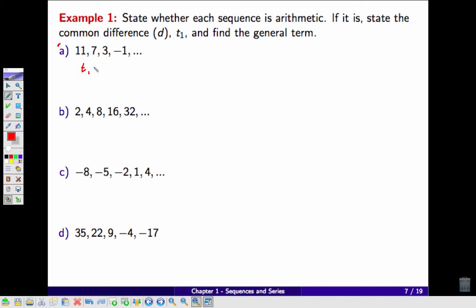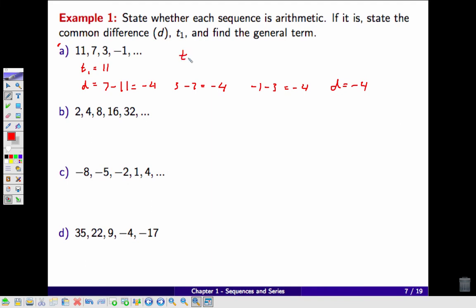So first of all, T1 is 11. Now, if D exists, this would be arithmetic. That means between all these terms, we have a constant difference. So 7 minus 11, that comes out to be -4. Now hopefully that's also equal to 3 minus 7, and it is. It's also equal to -4. You also have to check the last one, -1 minus 3, and of course that's equal to -4. So D is -4. Okay, D equals -4.